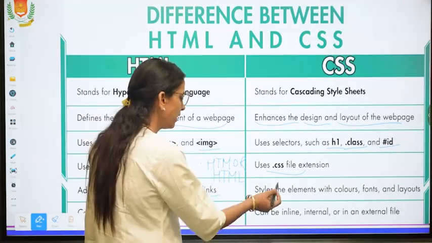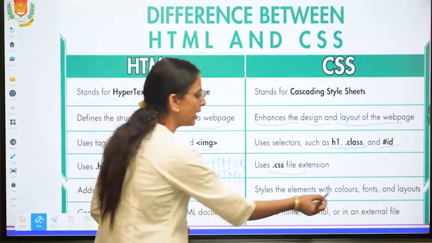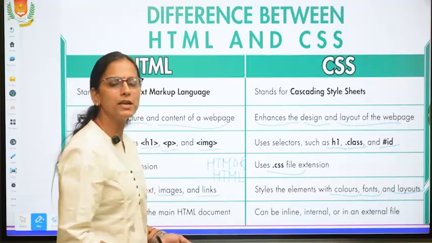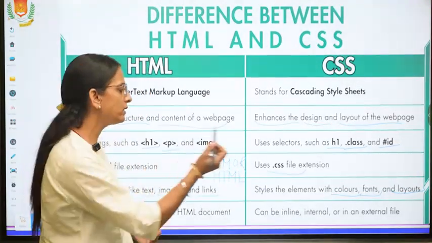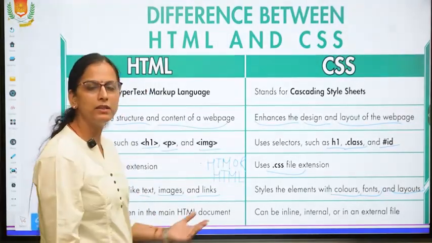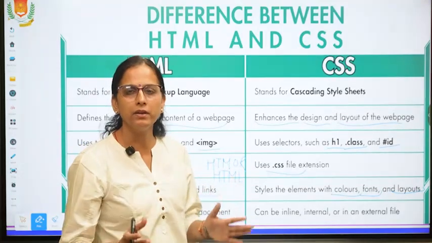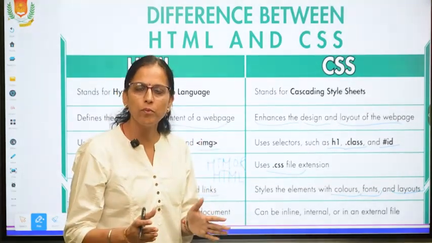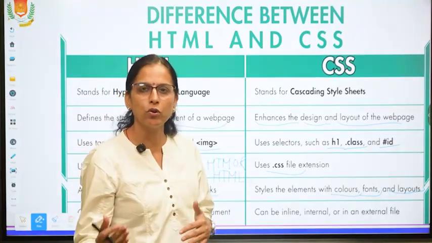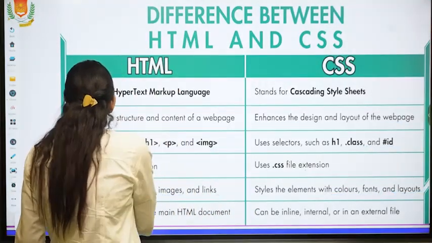Suppose we have inserted a paragraph. Now how will your paragraph look? You can give the colors, you can give the font, you can give the layout. Basically it is another way of deciding the colors, fonts and layouts. Content can be written in the main HTML document, and CSS can be written in the same document of your HTML coding, or you can create another separate document also. There are both ways. So these are the differences.